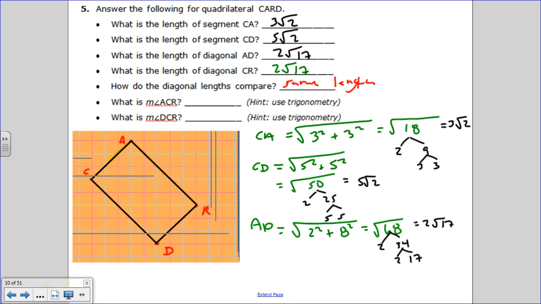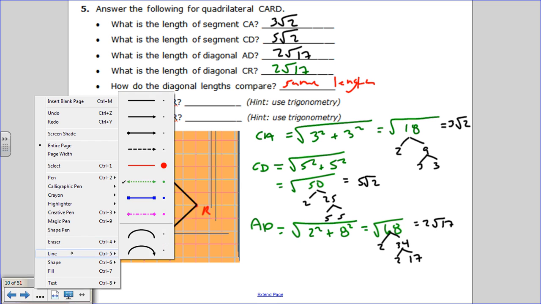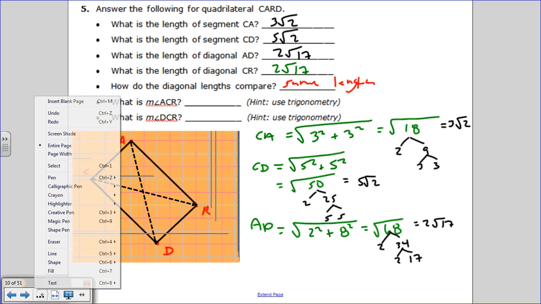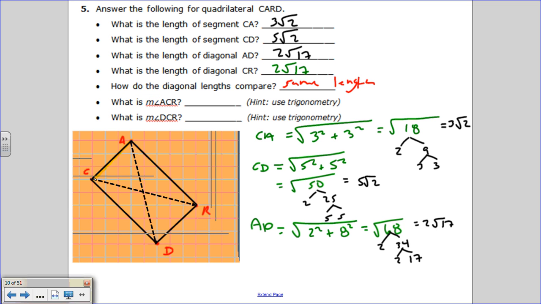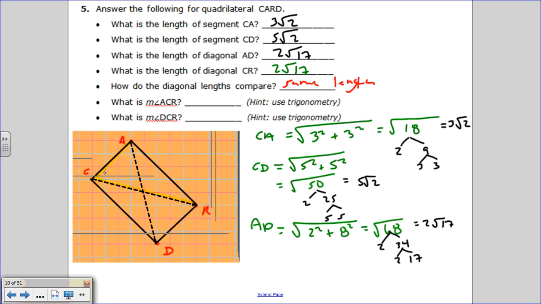A, C, oh, I should have left my diagonals on there. Okay, there's one, there's two. So ACR trails along the diagonal, so it's not the entire corner. It's essentially this angle right here. At the end of the day, ACR is that angle.